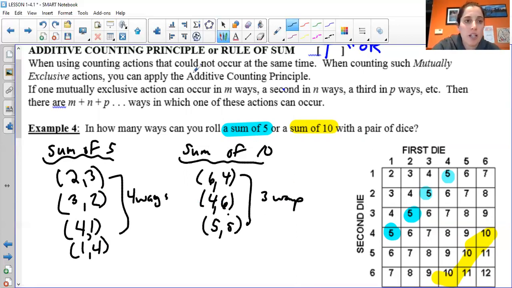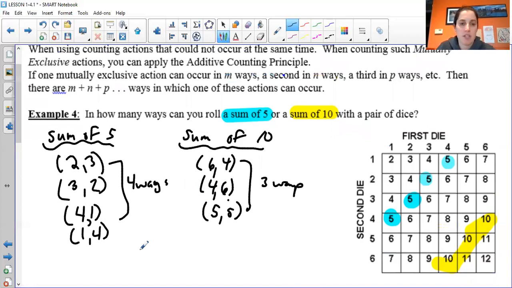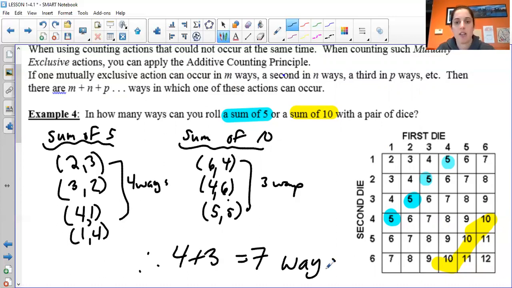So using the additive counting principle, how many ways can you roll a sum of 5 and a sum of 6? So therefore, 4 plus 3 is 7. Okay.